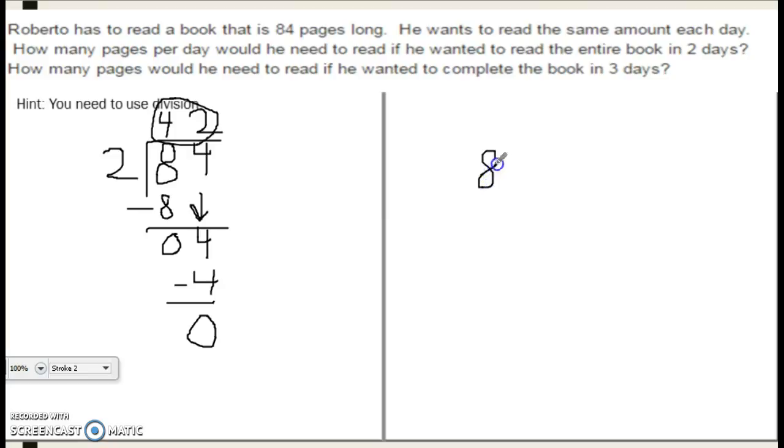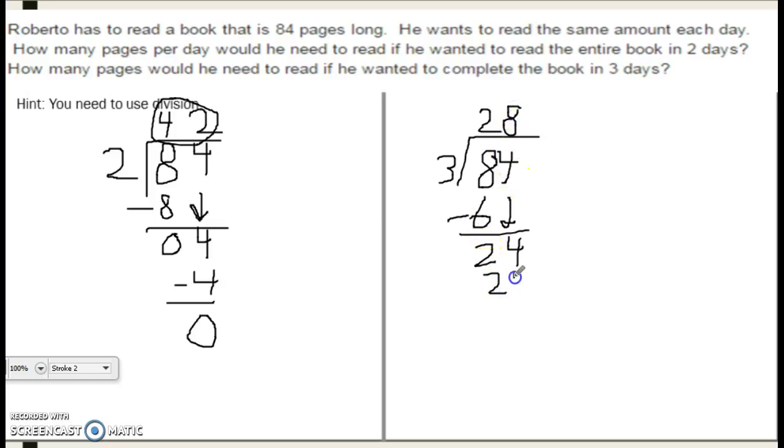Now for 3 days, we do the same thing. 84 divided by 3. 3 goes into 8. It doesn't go in equally, but it will go in 2 times. 2 times 3 is 6. 8 minus 6 gives us 2. Bring down the 4 for 24. 3 goes into 24 8 times. 8 times 3 is 24. So Roberto would have to read 28 pages per day to read the book in 3 days.